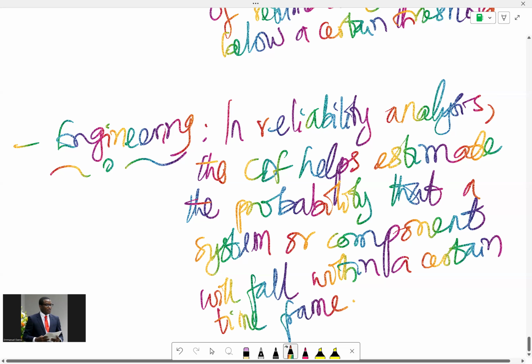All right, so with that, we come to the end of the cumulative distribution function and how it is applicable. Of course, we have seen that the CDF is a foundational concept in probability and statistics, and it provides essential information about the likelihood of different outcomes, helping to model and interpret random phenomena in various fields.